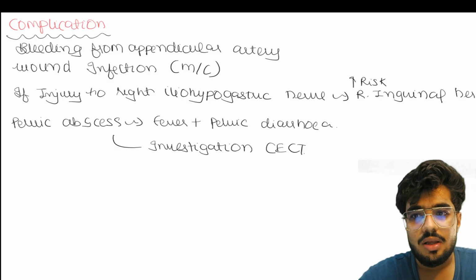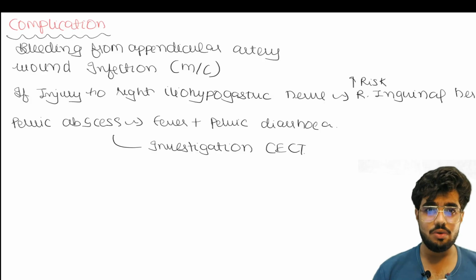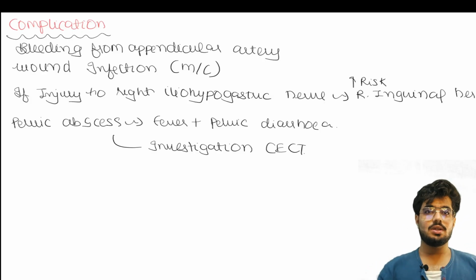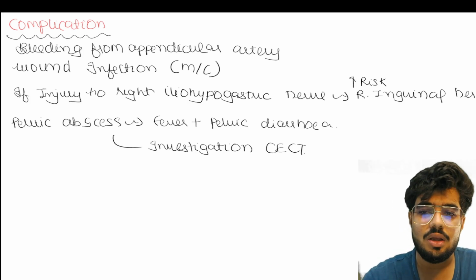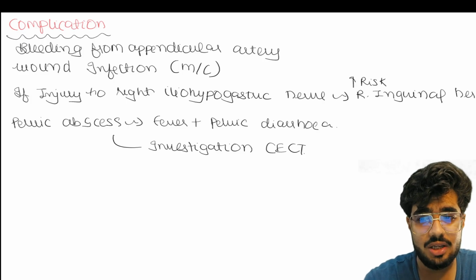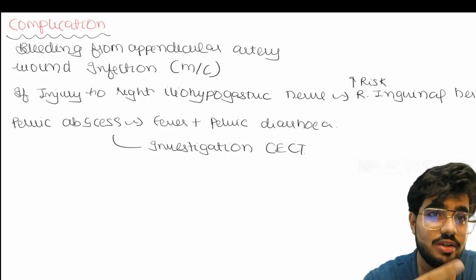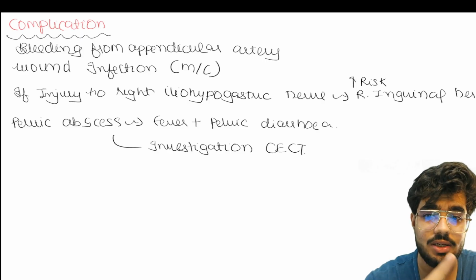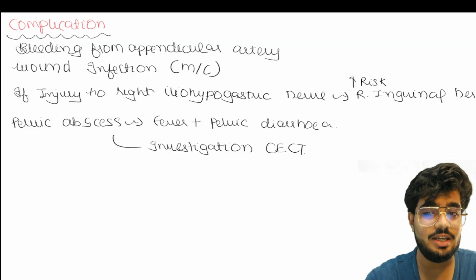surgery? So we can have bleeding. Now, what could be the complication after or during the surgery? What could be the complications in case of appendicular surgery? It could be bleeding from the appendicular artery, wound infection can happen, injury to the iliohypogastric nerve. This nerve injury can lead to an increased risk of right inguinal hernia or pelvic abscess. So these are the complications which can happen in case of appendicectomy.